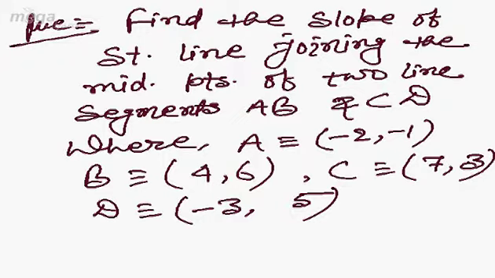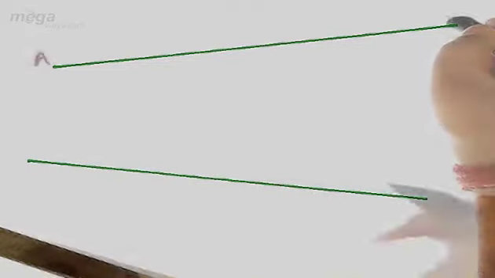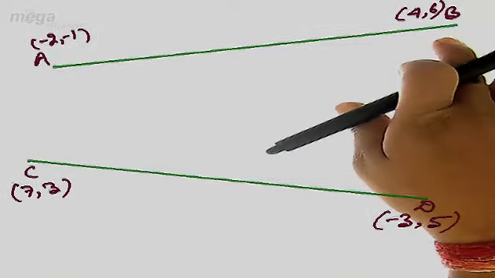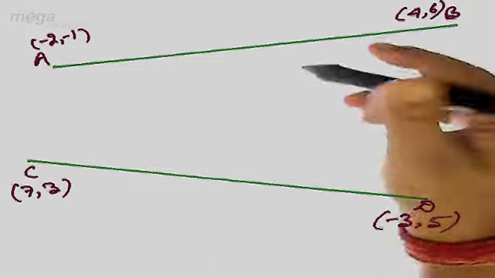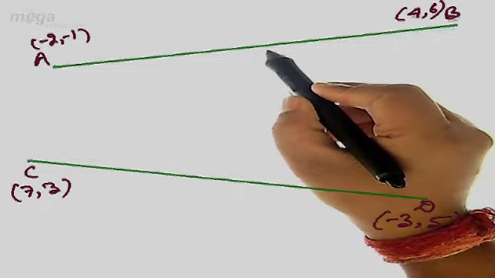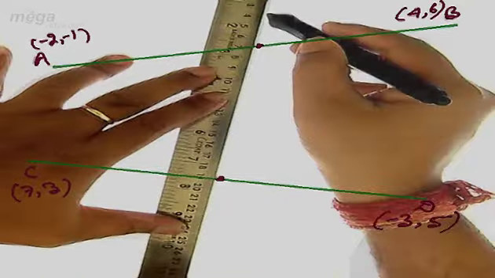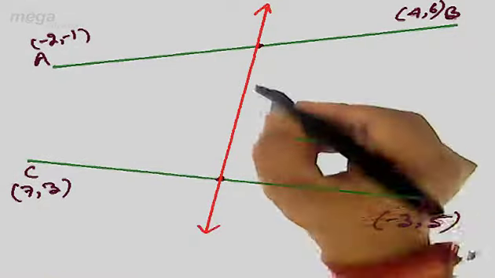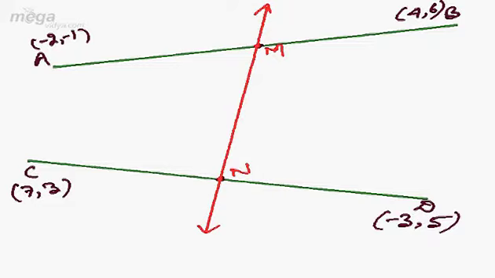So to discuss this question, student, before solving it, first of all we will draw the figure. These are two line segments AB and CD. You have to find the slope of the straight line joining the midpoint of these two line segments, that is, the midpoint of AB and the midpoint of CD. When you join these two points, we will get a straight line. Suppose this is M and this is N. So the name of the straight line is MN.